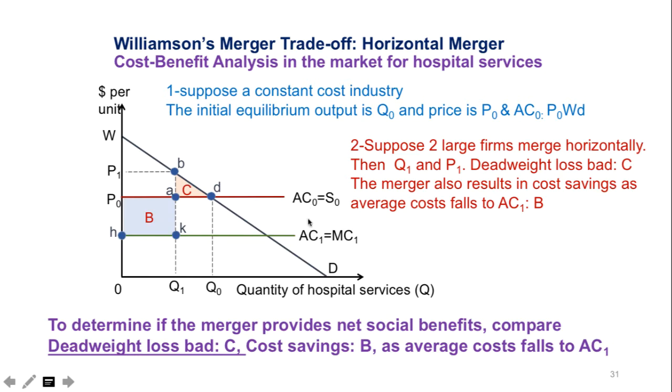It depends on how elastic the market demand is, and also on whether the decrease in the average cost from AC0 to AC1 is lower or higher. That depends on the cost savings in the market, and so we can determine whether society is a winner or loser from this horizontal merger.